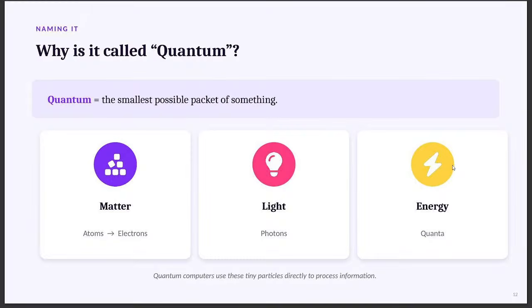Okay, but energy exists in tiny particles called quanta. So quantum computers directly use these tiny quantum particles to process information. Now we are using bits in our classical computer. Bits are nothing but binary digits, that is, 0 or 1. But in a quantum computer, we'll be using atoms, electrons, molecules, light, photons, energy, named quanta.